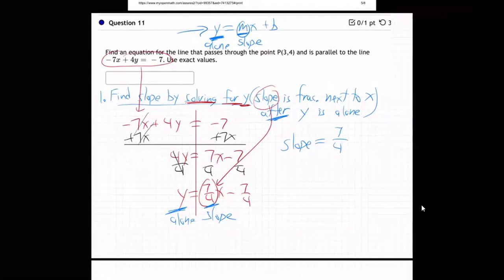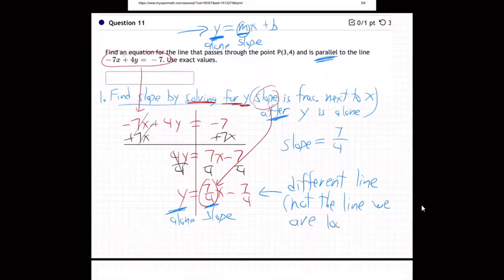Now, if you're thinking carefully, you might think, wait, hold on, Mr. Heron, that's not our line. You're right. Technically, this equation is a different line. It's not our line. It's not the line we're looking for. It's a different line equation. It's not the line equation we are looking for.